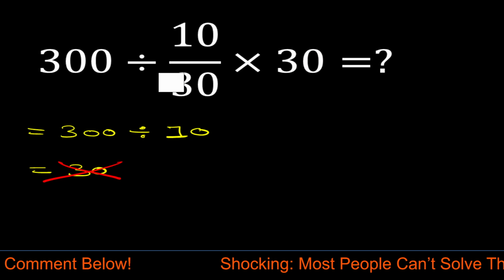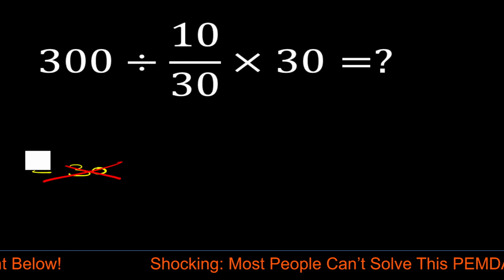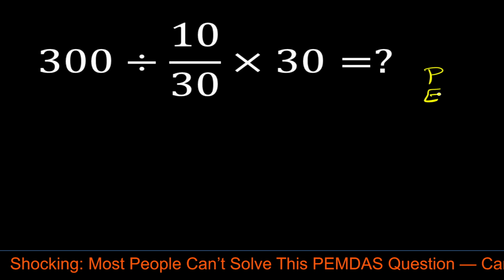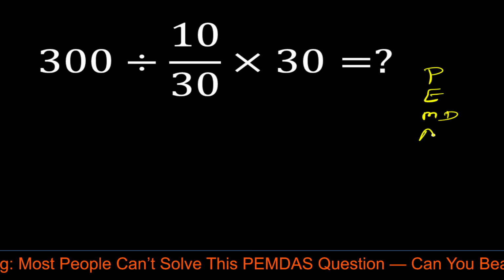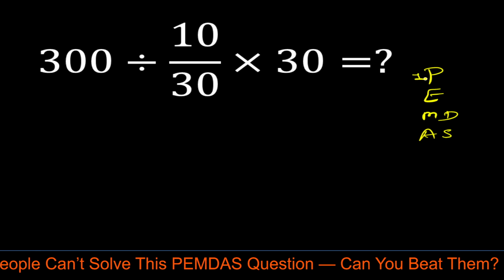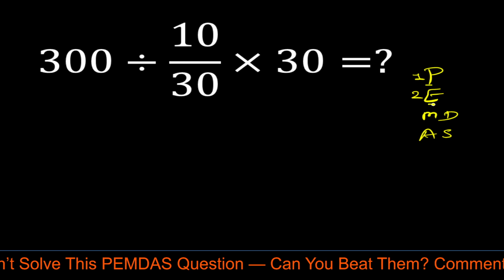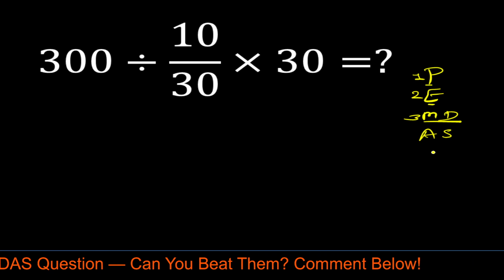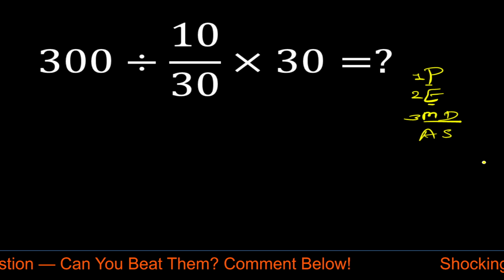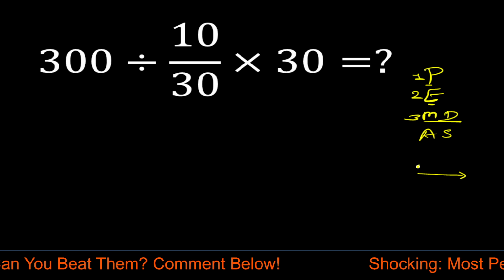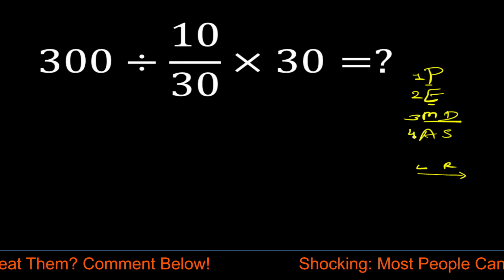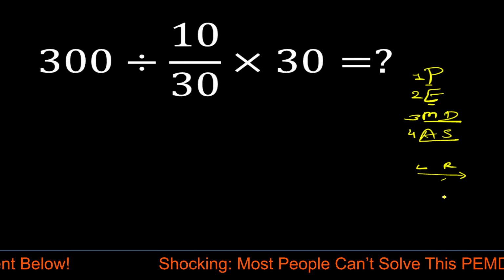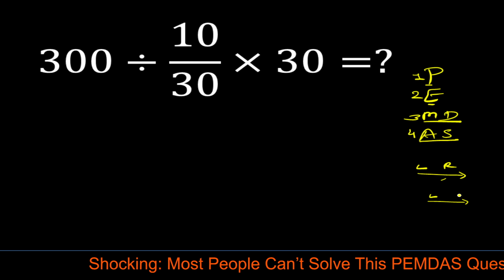So now let's solve this problem correctly by using the PEMDAS rule, right? PEMDAS, P E M D A S. According to the PEMDAS rule, first priority is parentheses, then second priority is exponents, then third priority is multiplication and division. Here multiplication and division both have equal priority, so we have to solve it from left to right. Then fourth and last priority is addition and subtraction. Also addition and subtraction both have equal priority, so we have to solve it from left to right.